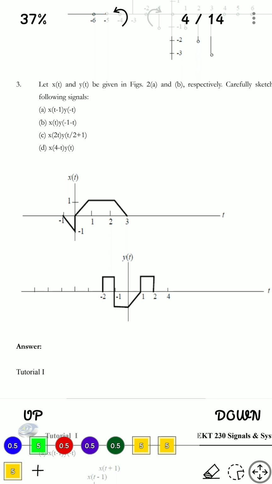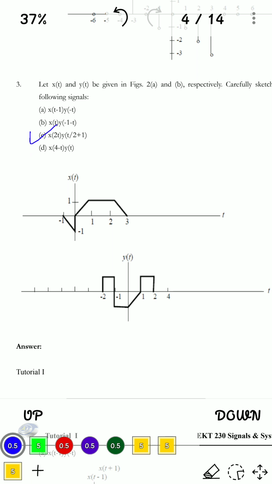So today we are going to make a video on the topic of basic operations on signals. I have already told you yesterday that we have missed so many questions, which we are going to do one by one. So in this case, we are going to consider this particular question, question number C, that is x of 2t into y of t by 2 plus 1. That question was given in your question paper.